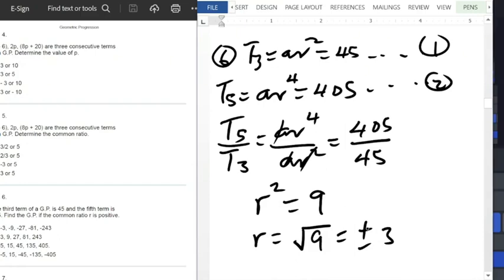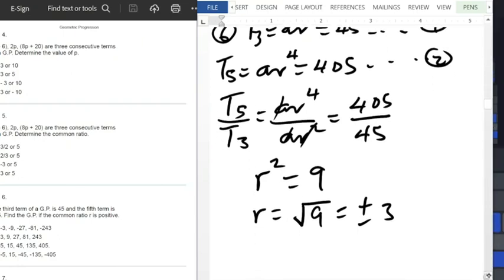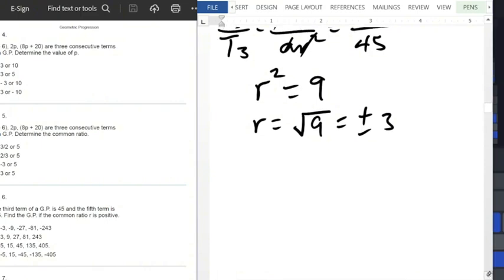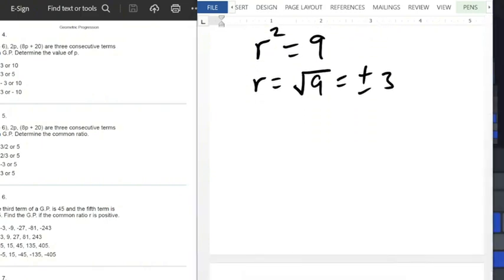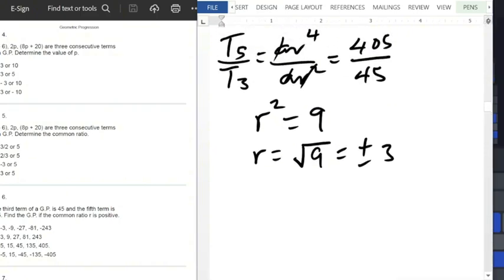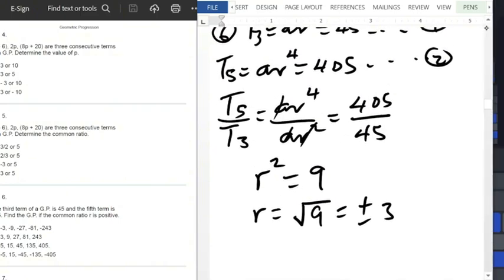So find the GP, if the common ratio is positive. Okay, we are looking for the GP if the common ratio is positive. So the common ratio is 3. To get the first term now, let's substitute r equals 3 in the first statement.